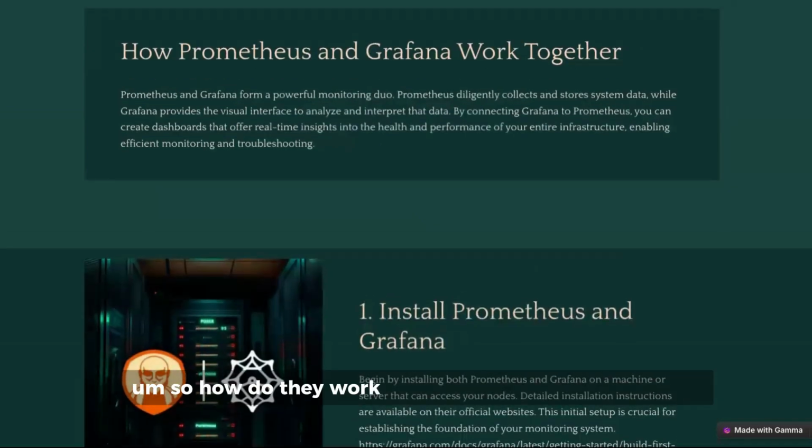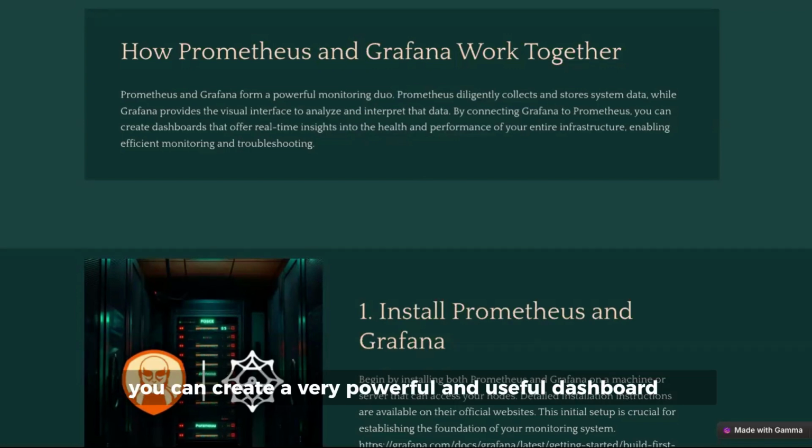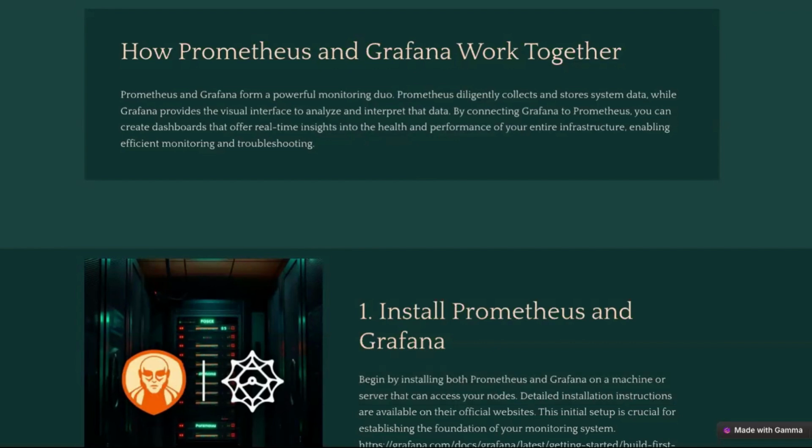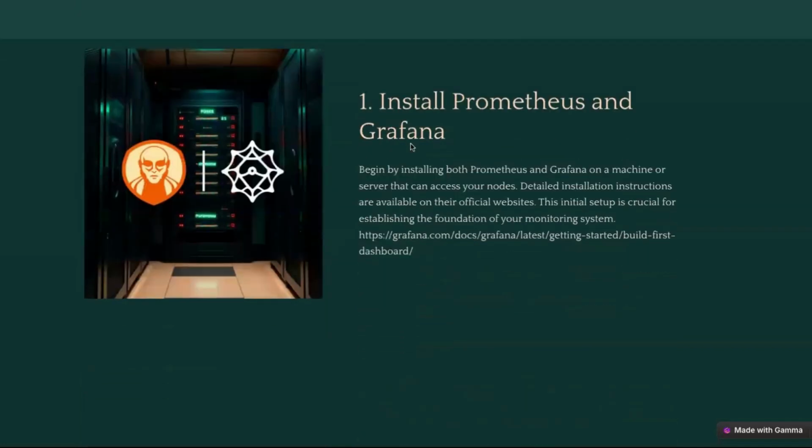So how do they work? They actually work together. Prometheus basically collects the data and stores it, while Grafana just displays the data. It just visualizes it for you. And by connecting the two, you can create a very powerful and useful dashboard that offers real-time insights into the performance and health of your node. So it's a useful tool.